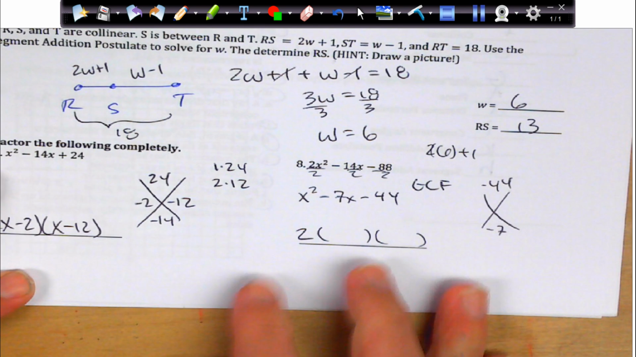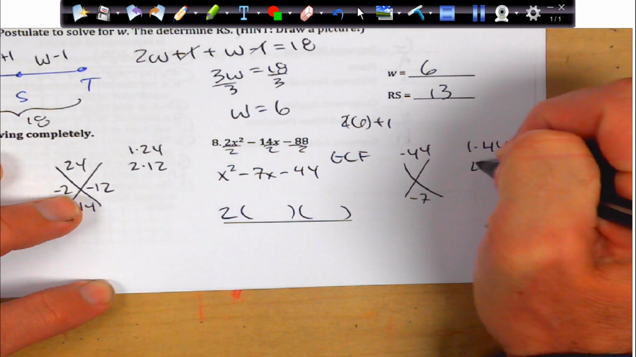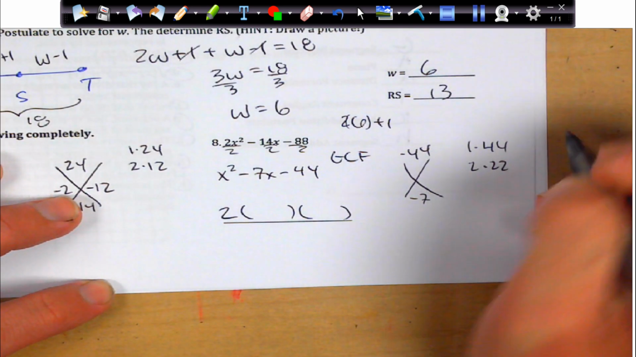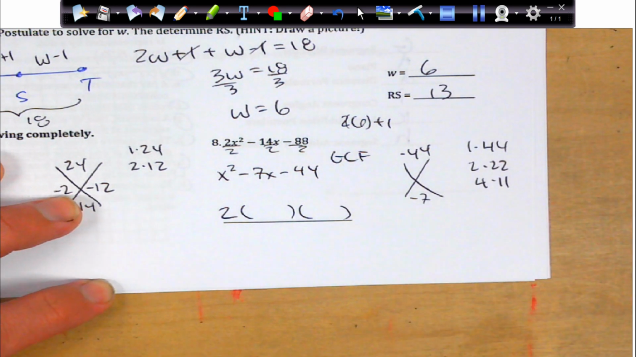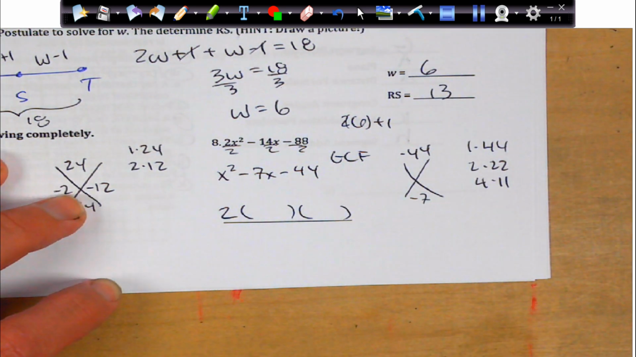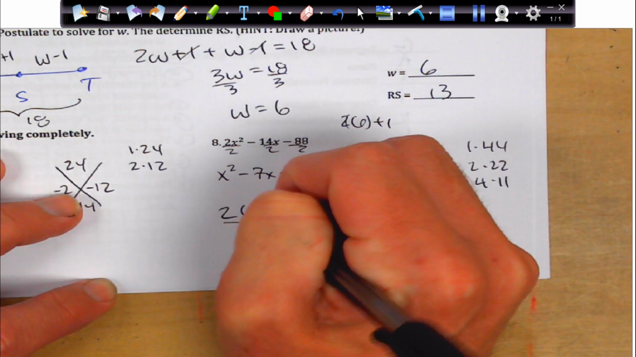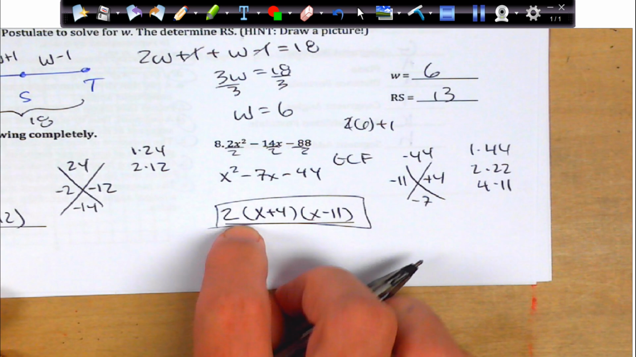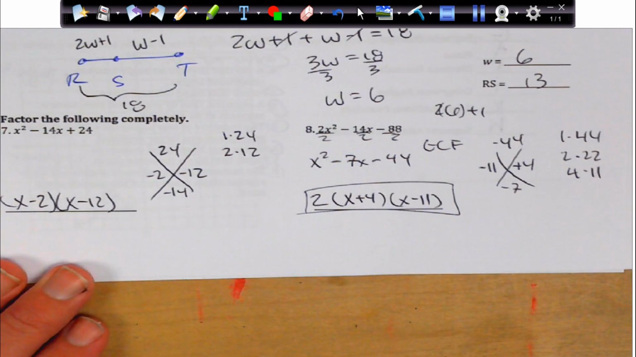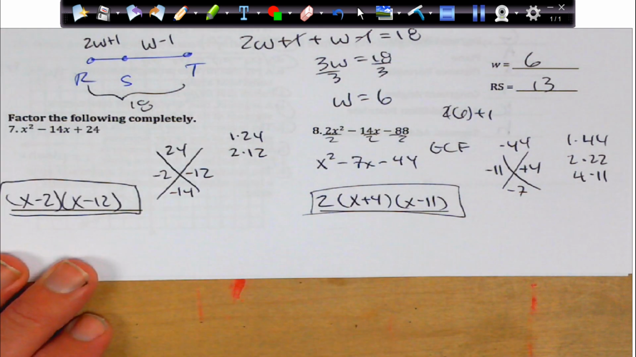So here I got to go ahead and go through my factors of 44. So 1 and 44, 2 and 22, 4 and 11. And I'm thinking 4 and 11 is the one that's going to make it happen. So negative 11, positive 4. So I get x plus 4 and x minus 11. So again, I have to leave that 2 there because I did factor out a 2 first. This is exactly the 2 questions you're going to see on your test.